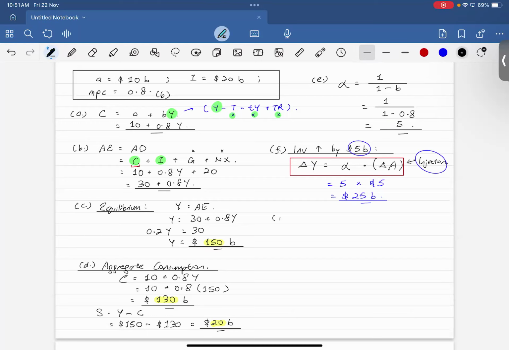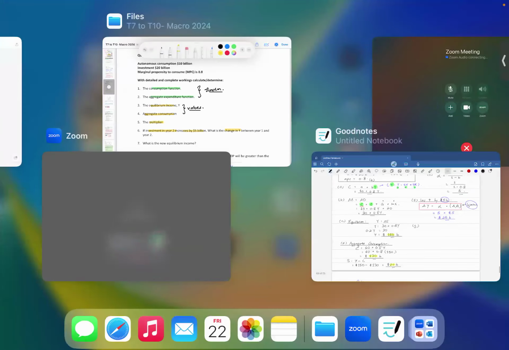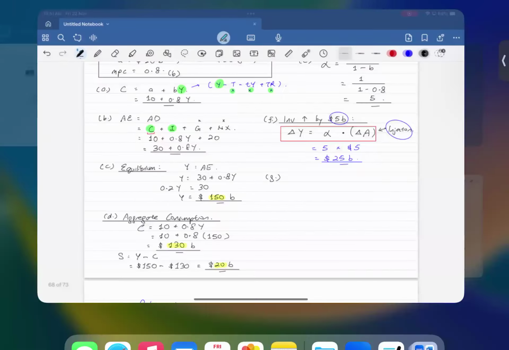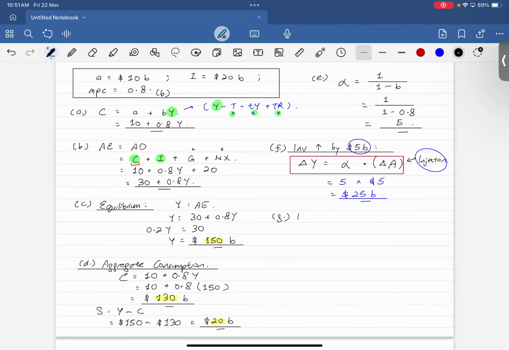So question G is asking you to calculate the new equilibrium income. New equilibrium. So to calculate new equilibrium, I have 2 methods. Method 1 and method 2. New equilibrium means I want to find my Y2.